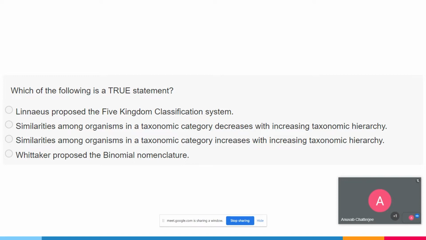The first question is, which of the following is a true statement? Linnaeus proposed the five-kingdom classification. Similarity among organisms in a taxonomic category decreases with increasing taxonomic hierarchy. Similarities among organisms in a taxonomic category increases with increasing taxonomic hierarchy. And Whittaker proposed the binomial nomenclature.